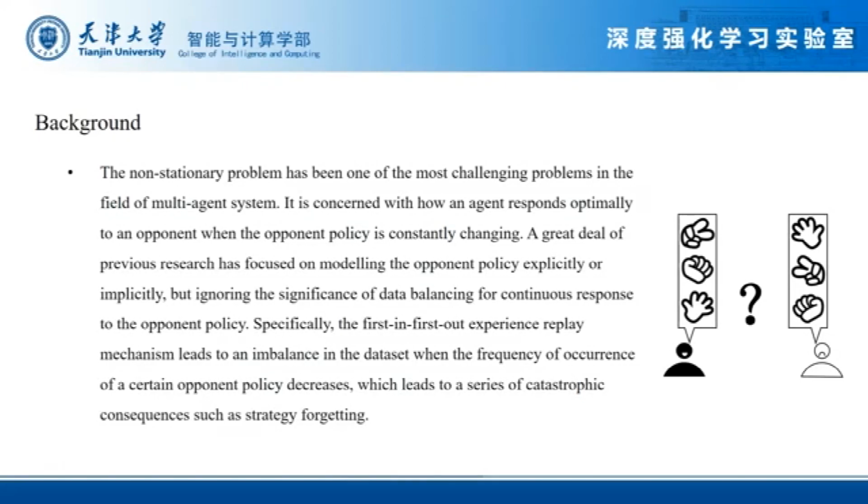A great deal of previous research has focused on modeling the opponent policy explicitly or implicitly, but ignoring the significance of data balancing for continued response to the opponent policy. Specifically, the first-in, first-out experience replay mechanism leads to an imbalance in the dataset when the frequency of occurrence of a certain opponent policy decreases, which leads to a series of catastrophic consequences such as strategy forgetting. This is the motivation for our study.